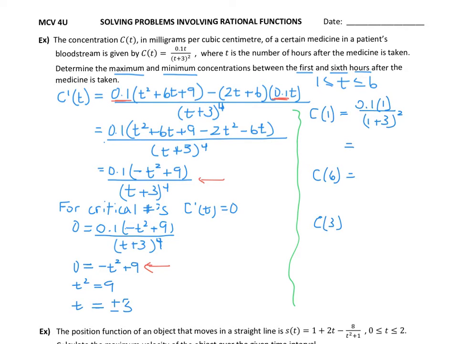Okay, so it's just the concentration, it's not the derivative of the concentration. I want to know what the exact concentration is at those values, and then I'll compare. The biggest one will be the maximum concentration. The littlest one would be your minimum concentration.